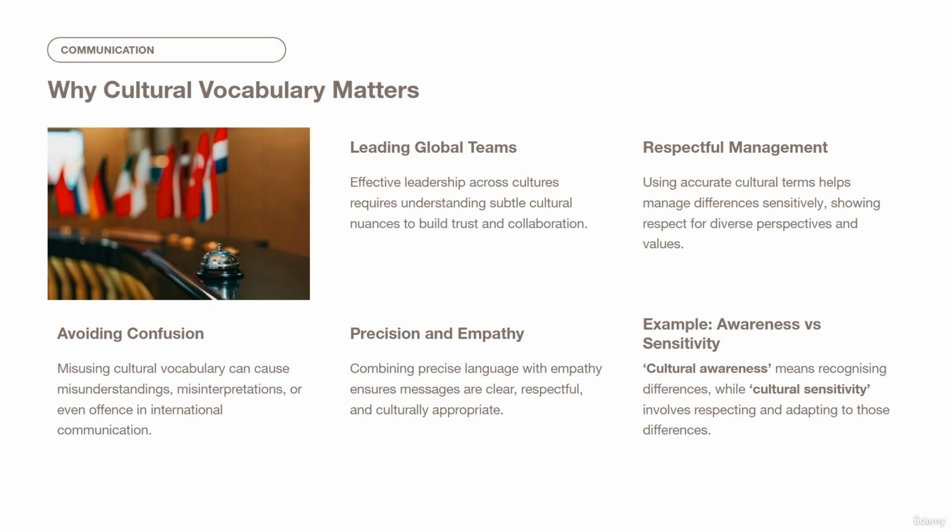To make a distinction between two definitions, cultural awareness means recognizing differences, while cultural sensitivity involves respecting and adapting to those differences. So cultural awareness is understanding different cultures do things different ways. Cultural sensitivity is adapting your behavior based on that knowledge. And they're quite often used interchangeably, but I would argue there is a distinction between the two.